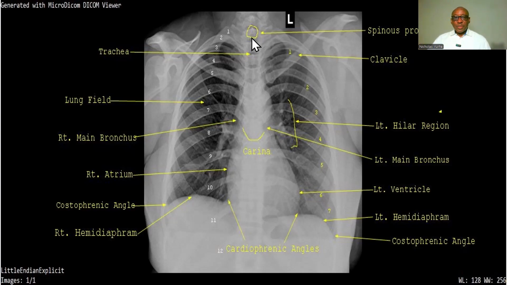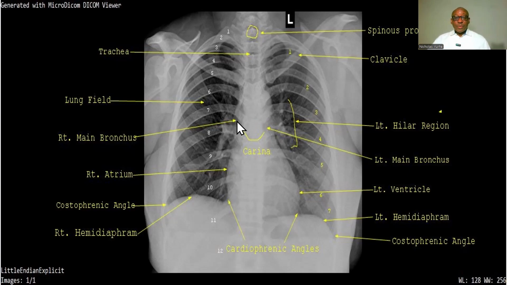And we have the spinous process right in the middle. From the midline, we have the trachea. The trachea is the vertical lucency with opacity at the two ends, some people call it windpipe. And as you go further down, it divides into right main bronchus and left main bronchus. And this is usually at the level of T4 or T5.